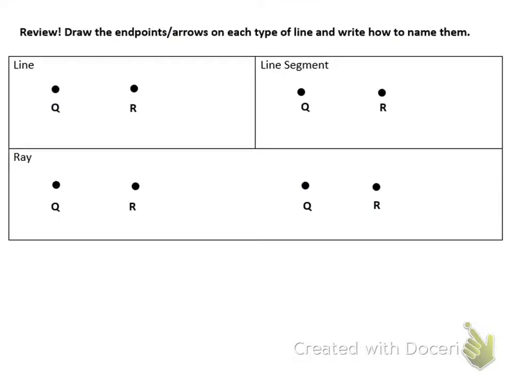Let's start here with a line. We're going to draw the endpoints or the arrows on each type of line, and then we're going to write how to name them. So with this line, first of all, do we have endpoints or do we have arrows? Arrows. So our line is going to go through the 2 points and have arrows on both sides. You didn't know you were going to play Connect the Dots today in math class, but here we are. When we name it, have arrows above. What can I name this one? QR. Can I reverse it? Yes, RQ.